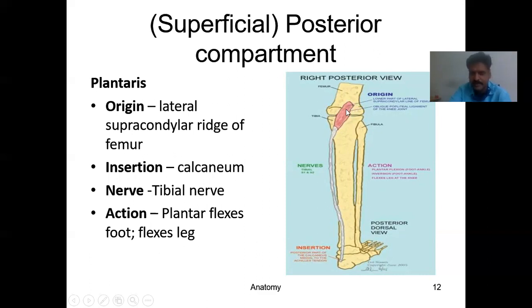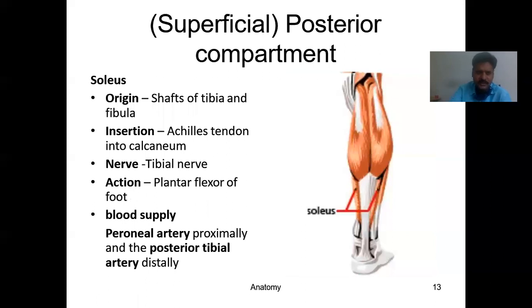You can see here nicely the plantaris muscle that lies in between them. I hope you have studied this plantaris in the popliteal fossa. The inferolateral boundary of the popliteal fossa is supplemented by plantaris. So apart from the lateral head of the gastrocnemius, the inferolateral boundary is supplemented by plantaris. So that's about the gastrocnemius and plantaris. Now come to the very important muscle in the superficial strata of the back of leg.